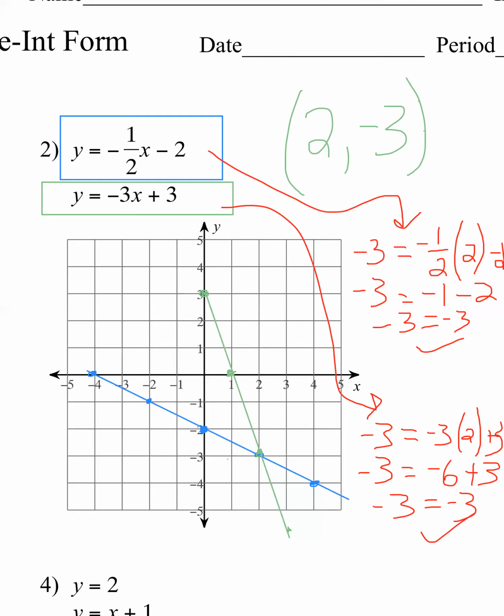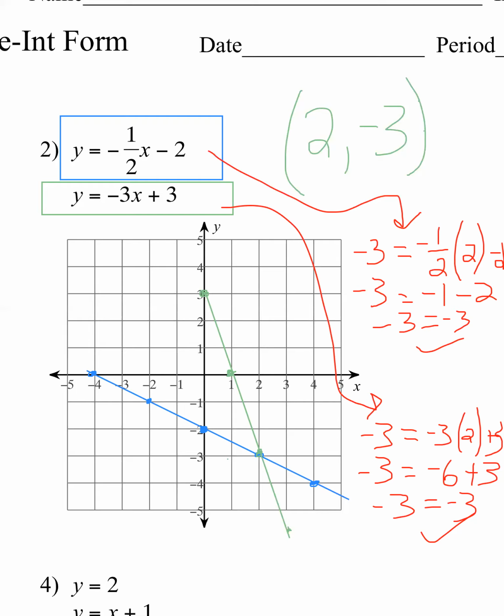I don't necessarily need you to check these every time. If it were a test or a quiz and you had some extra time, I would totally encourage you to do that. If you graph them both correctly and you feel like they're fine and it works out well, that's great. We are going to get to some systems that don't cross at nice points. So what happens when it crosses at like 2.7, comma 1.3?